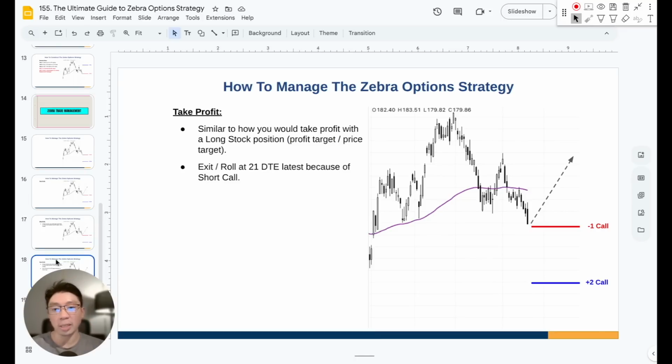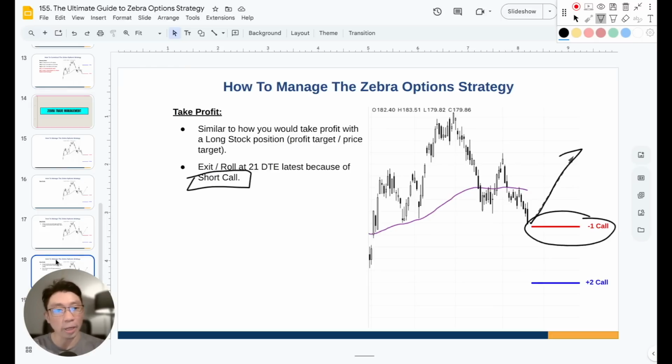Now, the second way, this is if you want to use the timing of the options as a way to exit, then you can either exit or roll at 21 DTE the latest. And this is very important because you actually have a short call in this setup down here. You notice this is a short call. So if you're going to be in profit, it just means that the market is going above your short call option, and that means your call option is actually going to be in the money.